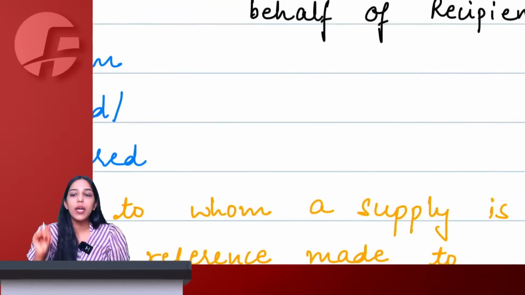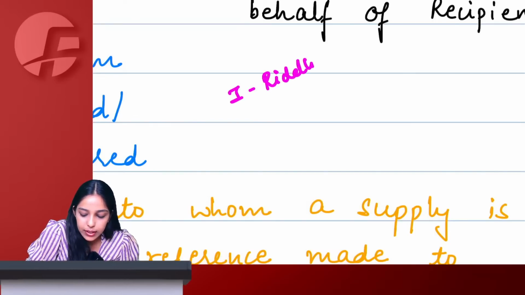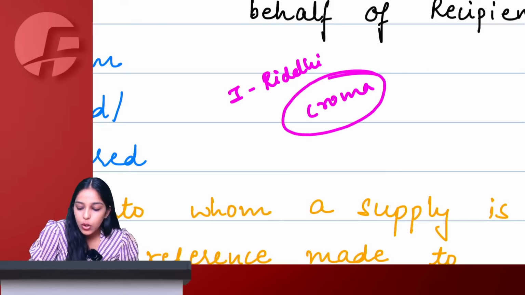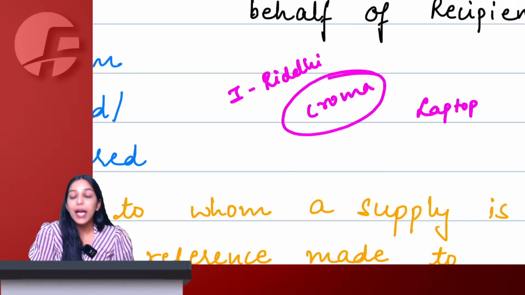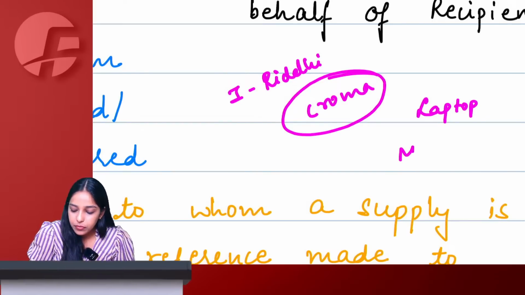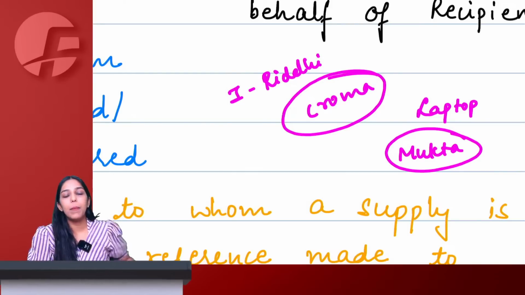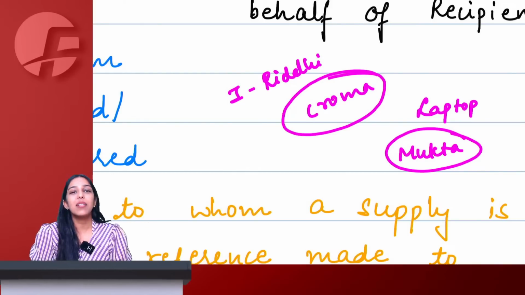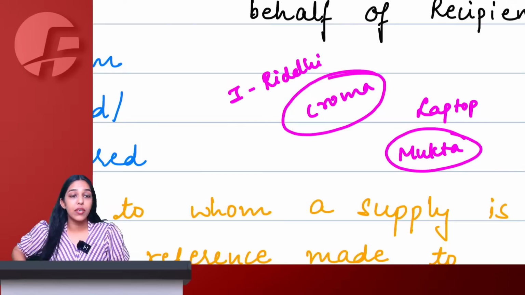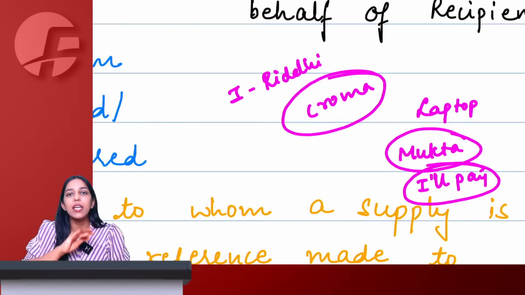I'll ask you one quick question and then we shall proceed further. Let us say I, Riddhi, went to a Chroma store to purchase a laptop for my business. I purchased the laptop, and suddenly I realized that I forgot my wallet at home. I met Mukta there. Mukta had come to purchase some earphones, and she saw me at the billing counter and asked what happened. I said I forgot my wallet and phone, and I want to purchase this laptop. She said, no problem, ma'am, I'll pay. We can adjust this later.